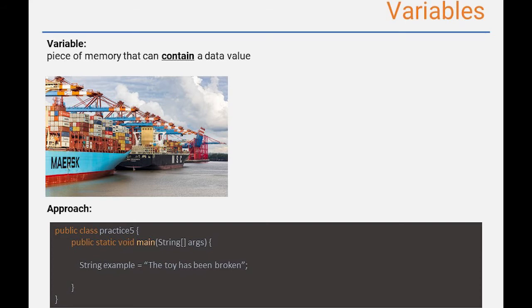When we talk about variables, a variable is made up of a piece of memory that can contain a data value. So the way you can think about this is kind of like a cargo container or a freight container that contains, I don't know, furniture, a car, or something. Or you can think about your homemade sandwich when you put it inside a Ziploc bag or a little container for your lunch. So the same thing here.